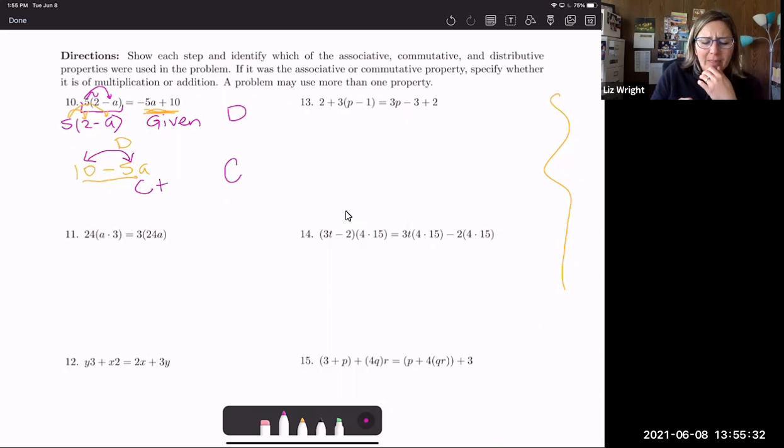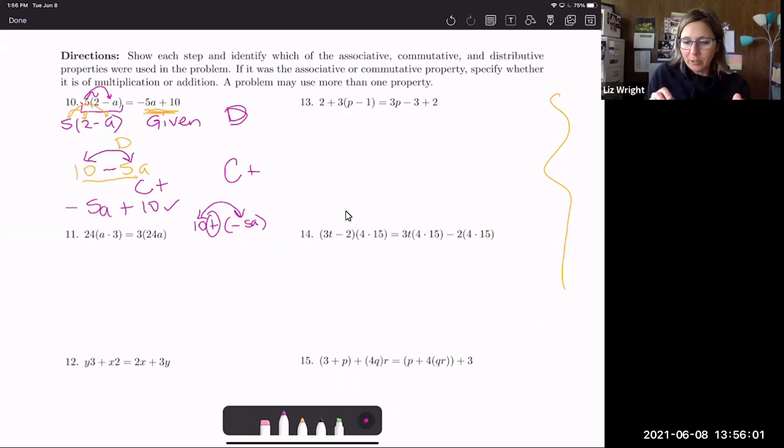And I know some of you might be like, wait, that's subtraction. Well, don't forget, we can rewrite it like this. We can go 10 plus a negative 5a. And so then you're taking 10 and negative 5a and you're flipping it across that addition sign. So then we're going to have negative 5a plus 10. Done. We did that right. So then that's going to be distributive, and then we did commutative of addition.